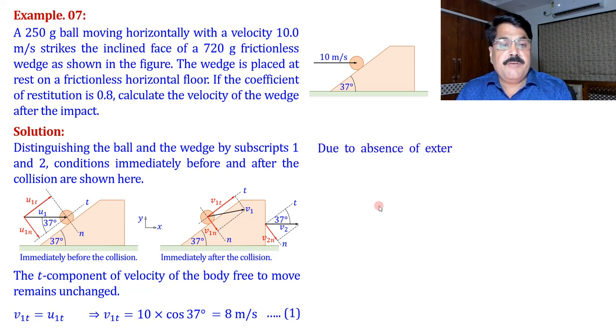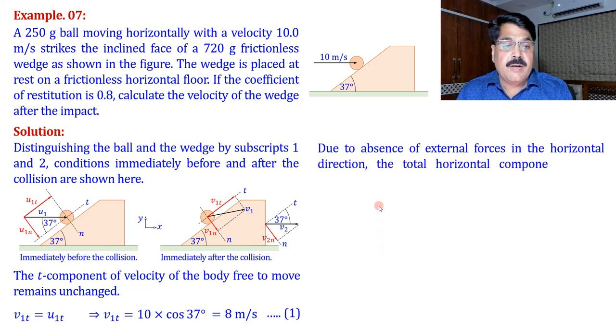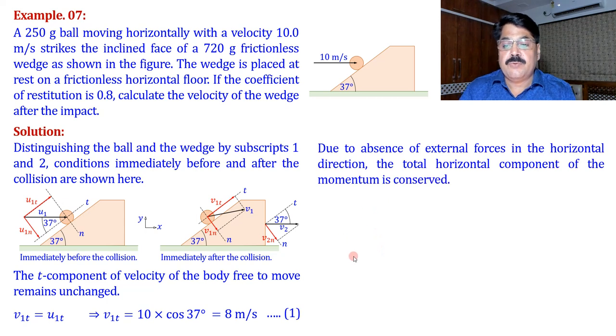Due to absence of external forces in the horizontal direction, the total horizontal component of the momentum is conserved. So how can we write here? Small m into U1. U1 was given 10 and the ball was 250 grams. So this mass into this velocity. And here this is 0. And now we write it after the collision by components. So P initial x is equal to P final x.